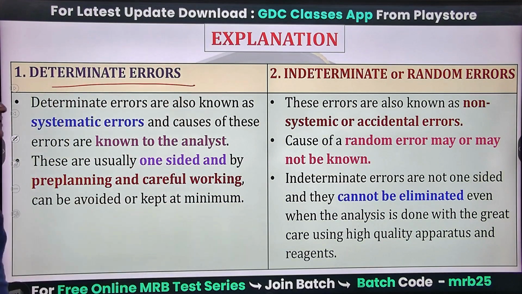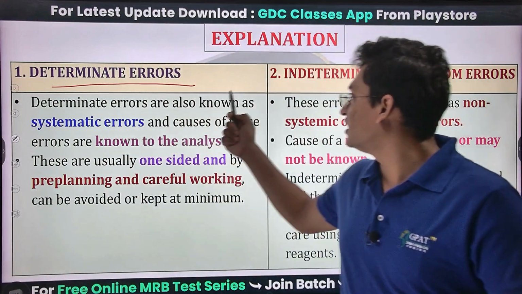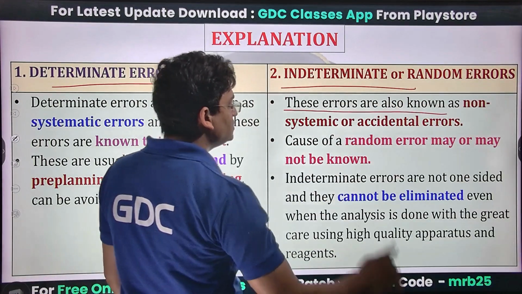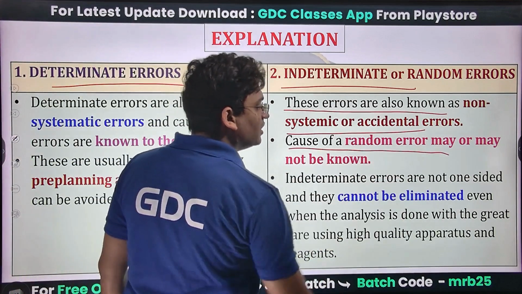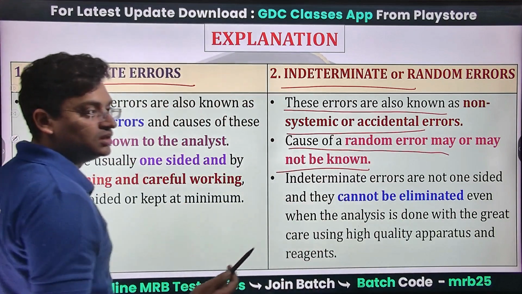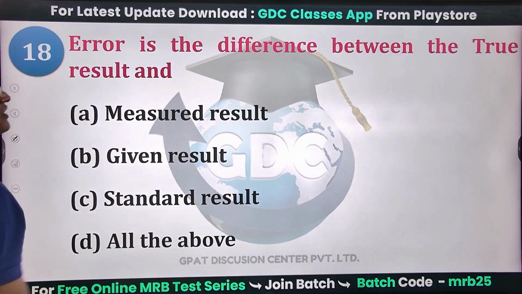Determinate errors are those that can be corrected. But indeterminate errors are also known as non-systemic or accidental errors. The cause of a random error may or may not be known. Their causes may not be known. So these kinds of errors are indeterminate errors.